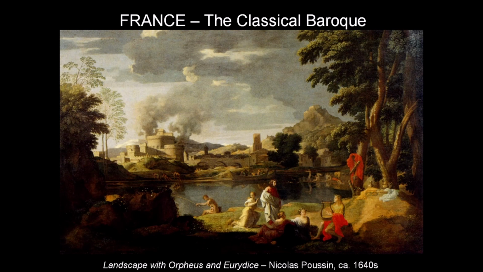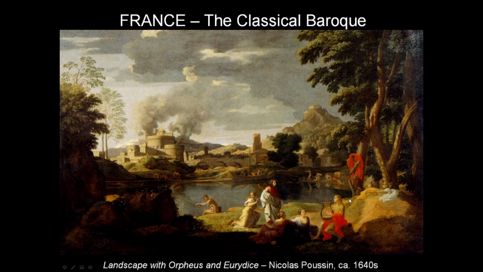Now, the last example of the classical Baroque that I want to show us, because they did art too, not just architecture, here is Landscape with Orpheus and Eurydice by Poussin. And here is another classic 17th century French artist doing his classical Baroque thing. But notice what the subject is and how it's depicted here.